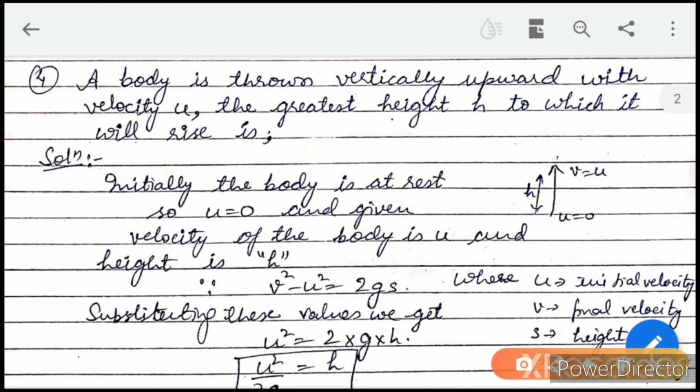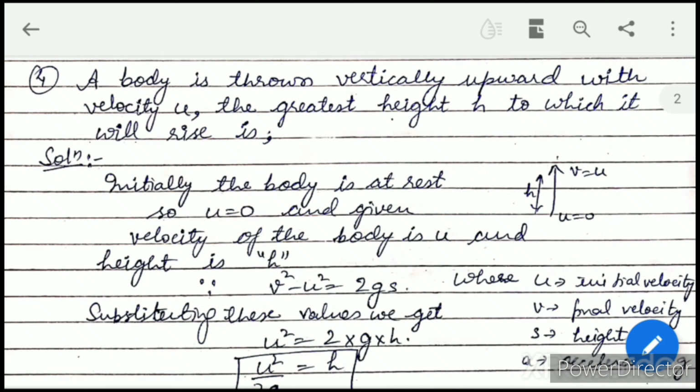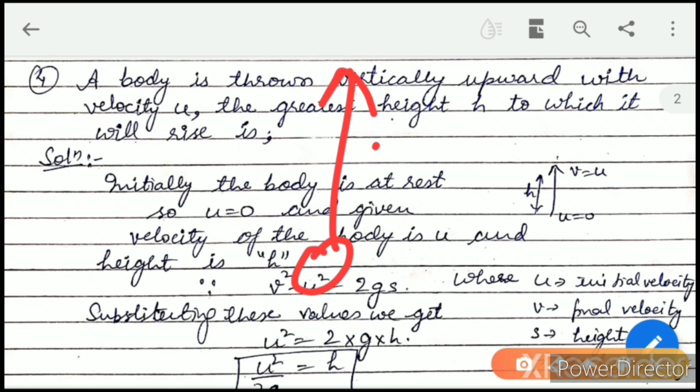Now come to next question. Next question is, a body is thrown vertically upwards, that is against the gravity, with the velocity u. It is given that the velocity is u and the greatest height h to which it will rise is, we need to find this. Okay, so you can think that this body is thrown vertically upwards, its velocity is u, and the height to which the object reaches, okay, we have to find that.